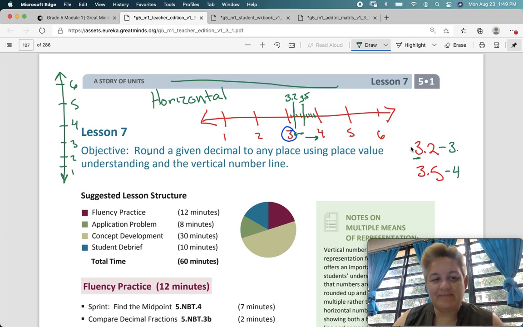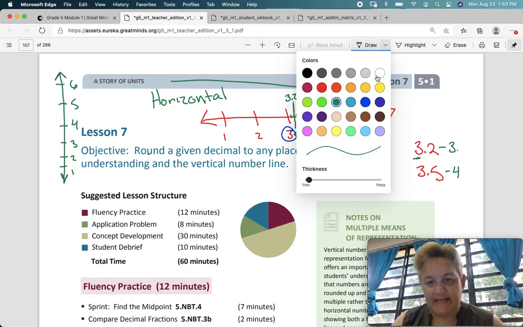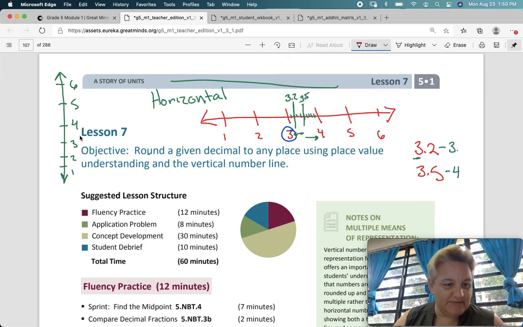Now, if I do the same numbers on this line, 3.2 is still going to be 1, 2, 3, 4, 5, 6, 7, 8, 9. It's still going to be right there, 3.2. And if I still did 3.5, it would still be right here, 3.5. Okay, 3.5 is going to round up to 4, and 3.2 is going to round down to 3. Okay, so up to 4 and down to 3. This is a horizontal number line, and this is a vertical number line. Now in this lesson they use vertical number lines, so be careful.